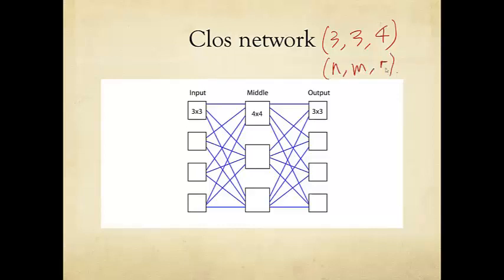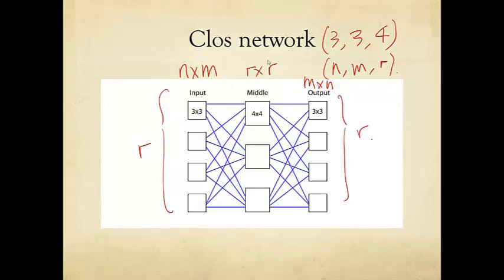and r. These are all positive integers. Okay. And each input switch is n by m, and there are r of them. Each output switch by symmetry is m by n, and there are also r of them. And each middle switch is, of course, by dimensionality, r by r. And there are m of them.